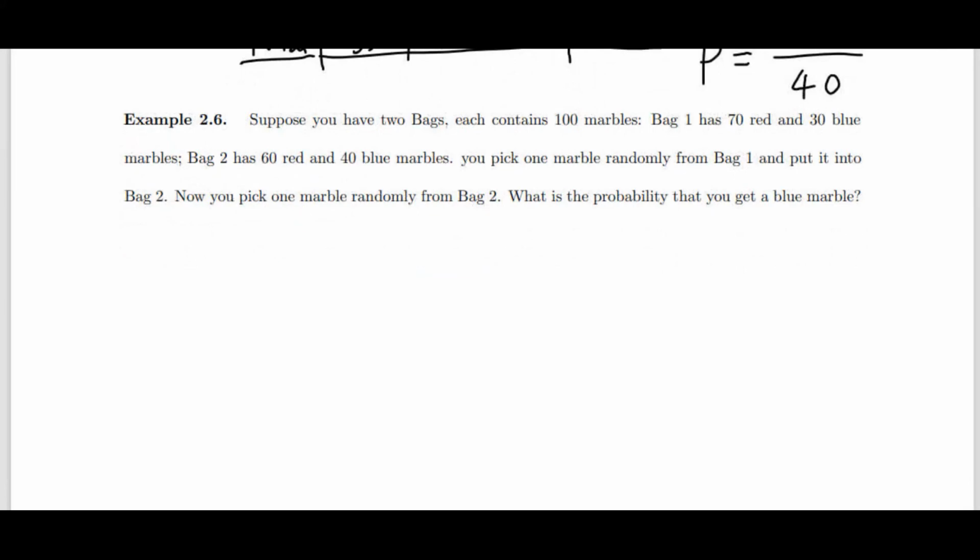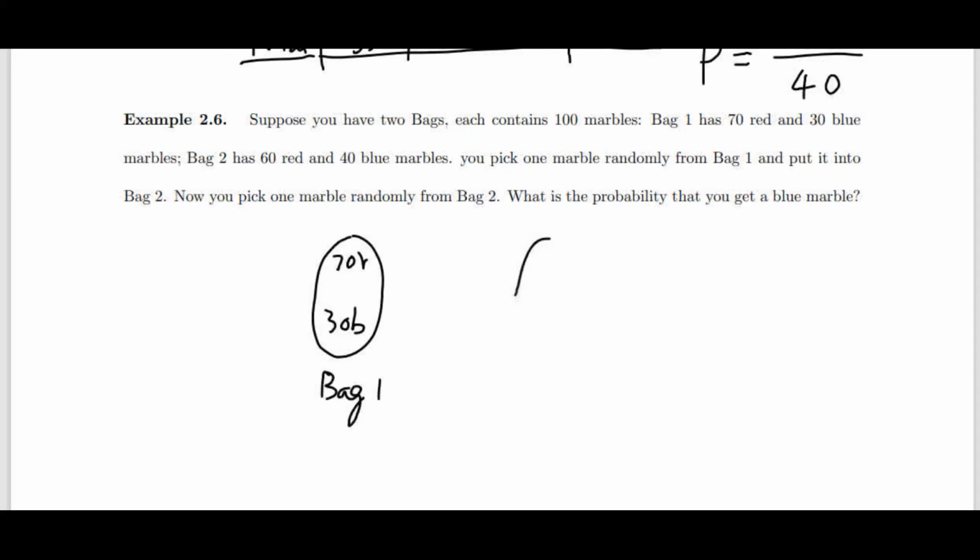Okay, so for finding probability, we need to check all the cases, right? So let's say here we have two bags. Bag one contains 100: 70 red ones and 30 blue ones, right? The blue bubbles. So for bag two, this is 60 red ones and 40 blue ones.